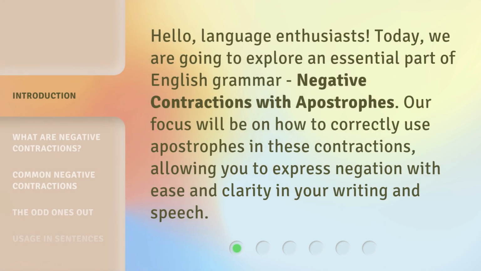Hello, language enthusiasts. Today, we are going to explore an essential part of English grammar: negative contractions with apostrophes. Our focus will be on how to correctly use apostrophes in these contractions, allowing you to express negation with ease and clarity in your writing and speech.